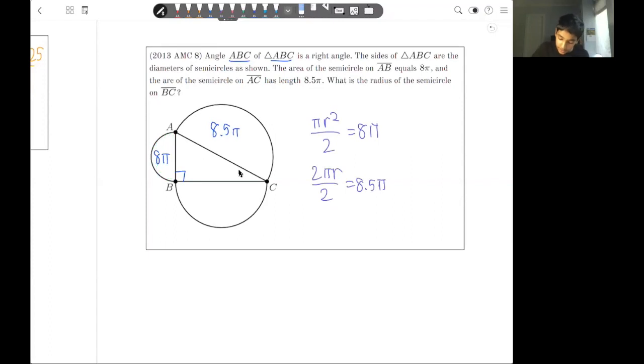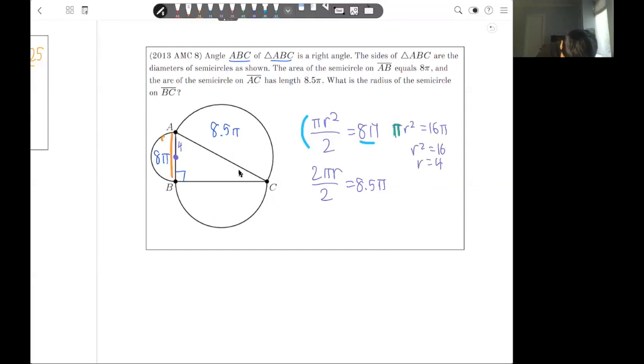So we know the area of the AB semicircle is 8 pi. That means that pi r squared divided by 2 is 8 pi, right? And that means that pi r squared is just going to be 16 pi. That means r squared is 16, or r is 4. In this case, we have the radius from this just going to be 4. So AB as a whole is going to be 8.